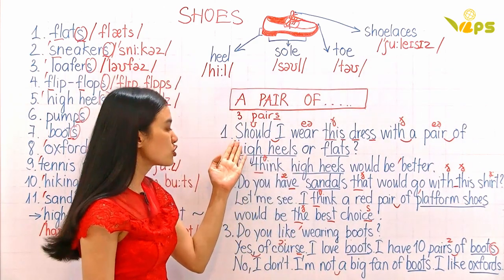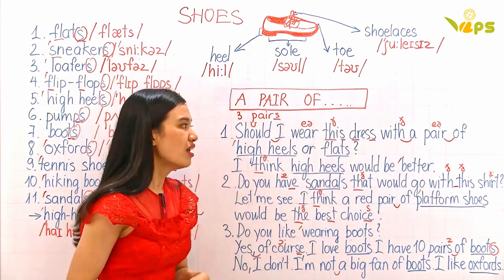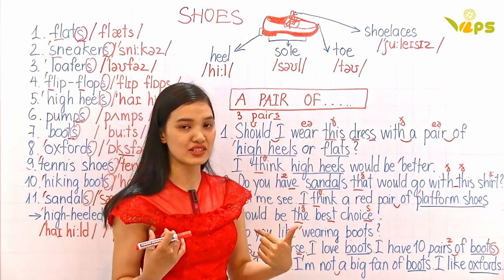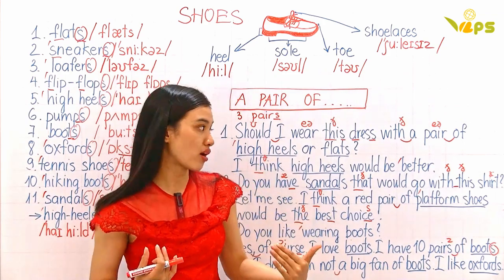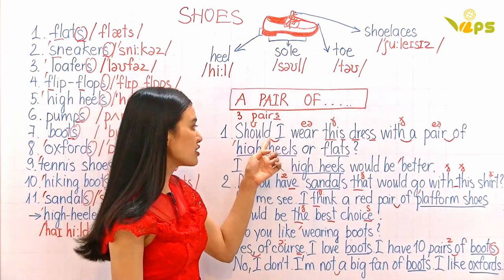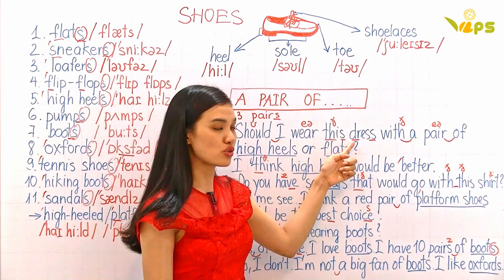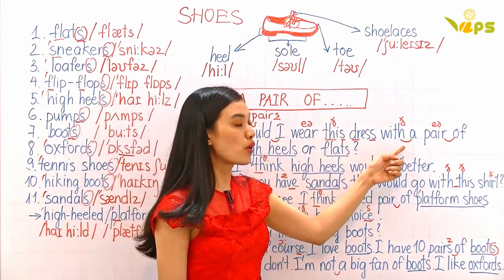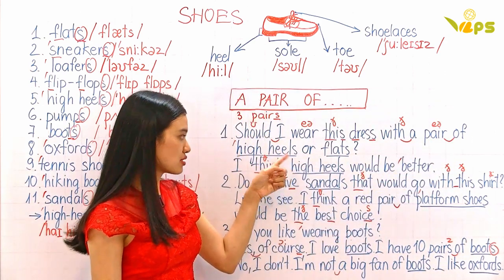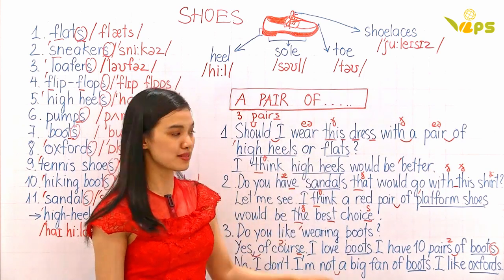Now, number one, should I wear this dress with a pair of high heels or flats? Like this dress, I have two choices, maybe a pair of high heels or a pair of flats. So what do you think about it? Should I wear high heels or flats? Which one is better? Should I link them together? Should I wear this, remember TH, this dress with a pair of high heels or flats?